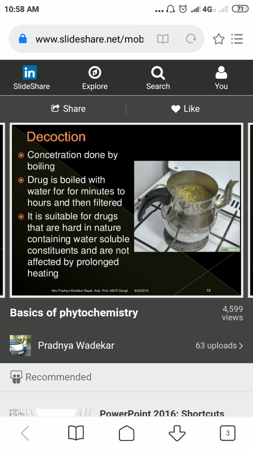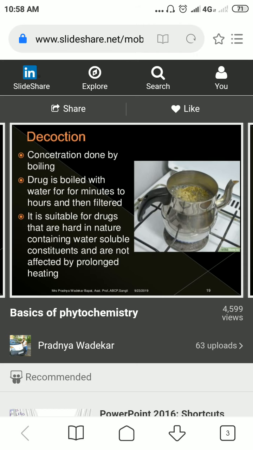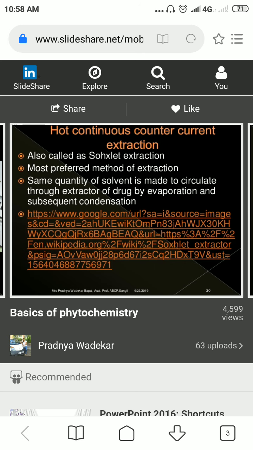It is suitable for drugs that are hard in nature, containing water soluble constituents and are not affected by prolonged heating. Decoction method is only used for heat stable material or heat stable phytoconstituents only, because here boiling is required for extraction of phytoconstituents. So infusion and decoctions are types of extracts, not a particular type of extraction method.